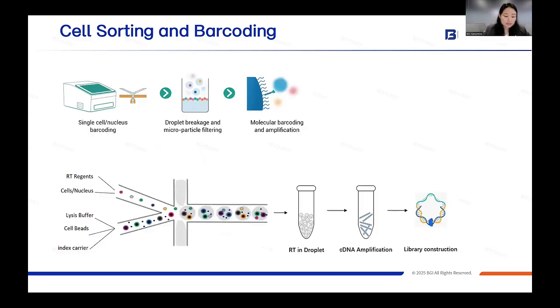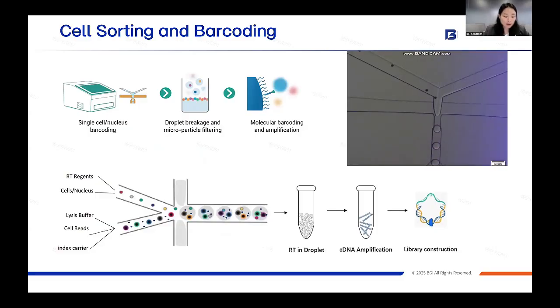The next part is cell sorting and barcoding. We will use the high quality single cell suspension to do sorting and barcoding. The sorting is based on microfluidics. And then the cell nucleus, cell beads, and the reagents will flow through the channels, and then they will be wrapped into the oil fluidics.